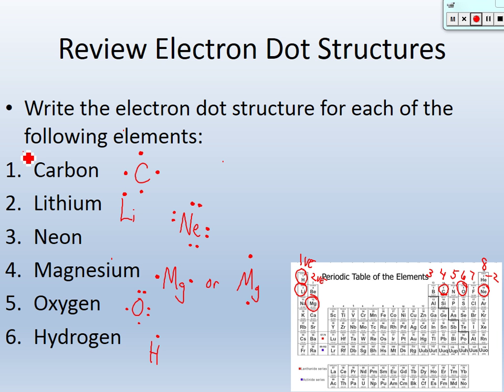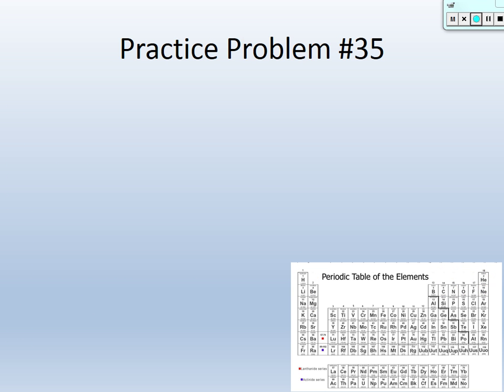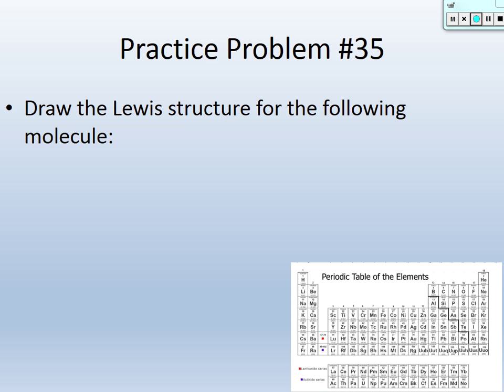What we're going to do now is make molecules from this. And we're going to put them together. Let's try a practice problem, and hopefully this makes sense. Practice problem number 35. It says to draw the Lewis structure for the following molecule. CH4. Okay? So I'm going to review those rules. I know they're in your guided notes and you have them right there. But I'm going to review them. Rule number 1 was to do what? Count all the valence. How many valence from carbon?